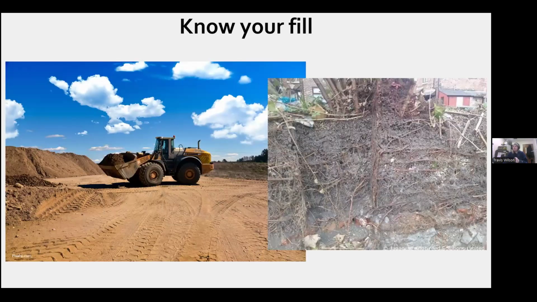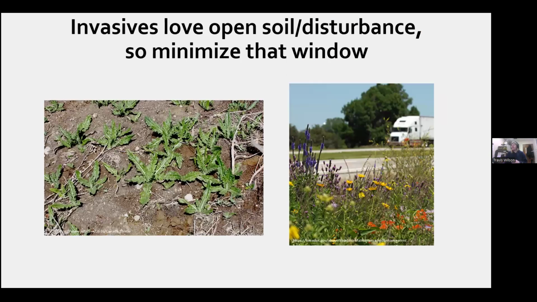Another one is know the dirt that you're possibly using to fill in areas, where you're getting it from, what's been there before, if there's been any issues with that. And as I've touched on before, a lot of these invasives and even non-desirables, your annuals especially, love disturbance. So if you come in and make a bunch of disturbance, they're going to be the first things that try to take hold. Getting those natives and desirables in there to help combat that succession will help you in the long run, so you don't have to deal with these things down the road. Minimizing that window helps as well.